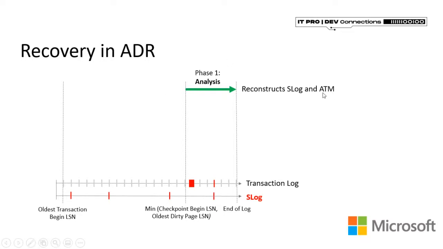And it will also reconstruct the aborted transaction map. So if there were any aborted transactions in the system, including transactions that were in flight when the crash happened and were never committed, these are also effectively aborted.